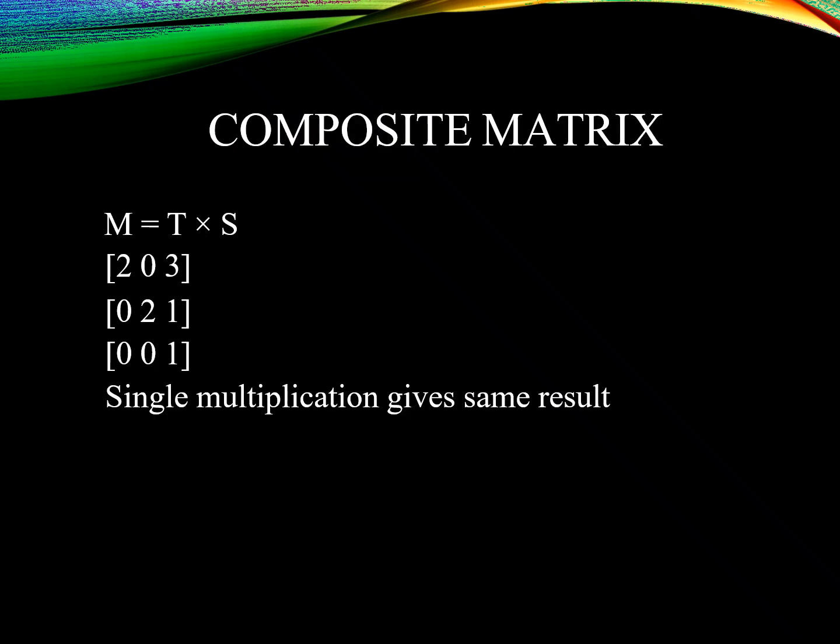Now, instead of performing scaling and translation separately, we can also combine both matrices into one composite matrix. Now only one matrix multiplication is required. The final result remains exactly the same. This approach is much faster and is used extensively in computer graphics because thousands or even millions of points may need to be transformed in real time.